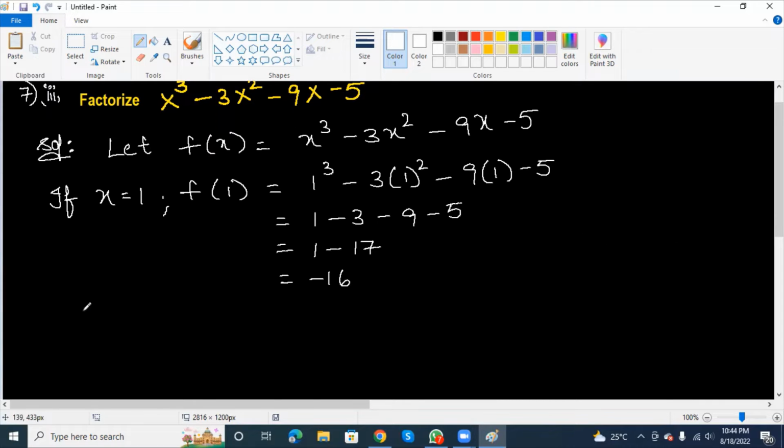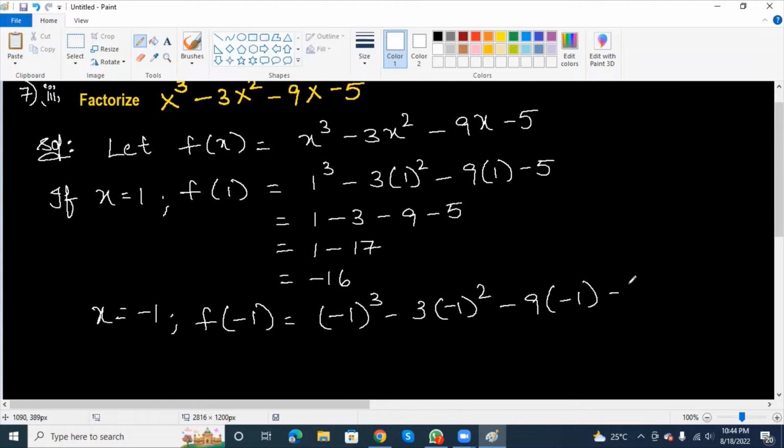Now, by trial and error method only, let's substitute x is equal to minus 1. So f of minus 1: minus 1 whole cube minus 3 times minus 1 whole square minus 9 times minus 1 minus 5. Minus 1 has an odd power, 3, so minus 1 multiplied 3 times gives minus 1 only. Minus 1 whole square, even power, is a positive 1. So 3 ones are 3, minus 3. Minus into minus is plus 9. And minus 5.